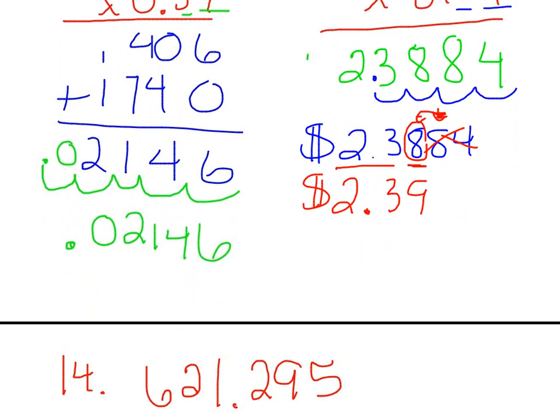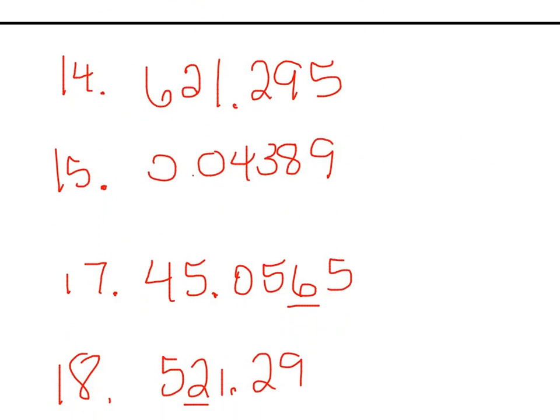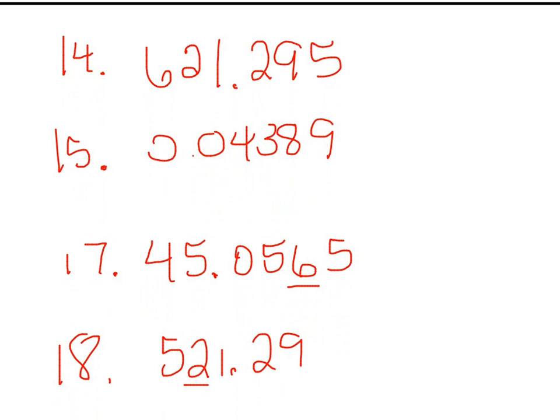Moving on to number 14. Here we are, let me look at my paper, rounding to the nearest hundredth, okay? And in number 14, the 9 is in the hundredths place, so we would look at the 5. The 5 would make the 9 go up, and it makes the 9 go up to a 10, which, remember, if it goes up to a 10, that means it has to carry over to the next place, and so that would equal 621.30, and we can drop that 5 away, and really you don't even need that 0. So that would be it.